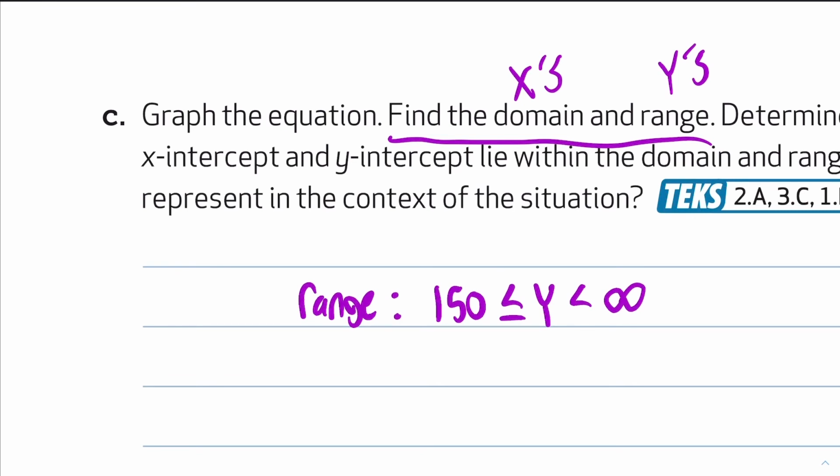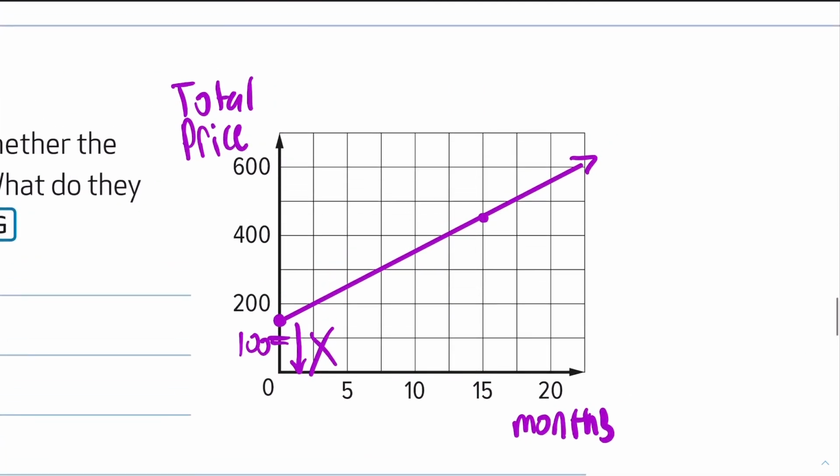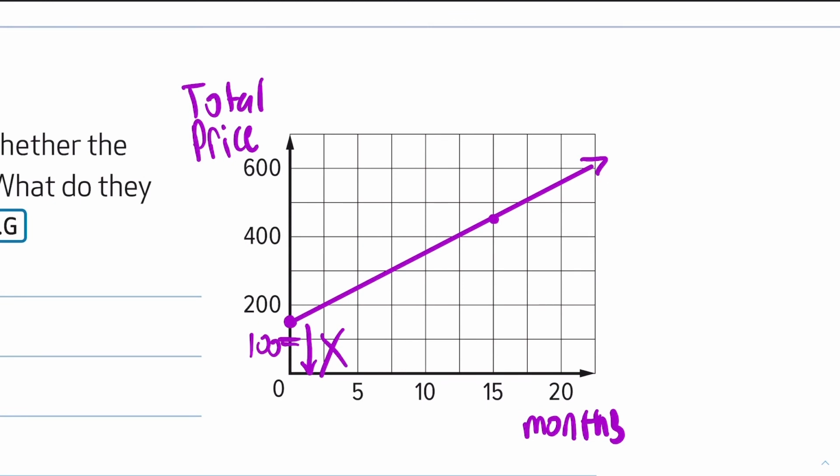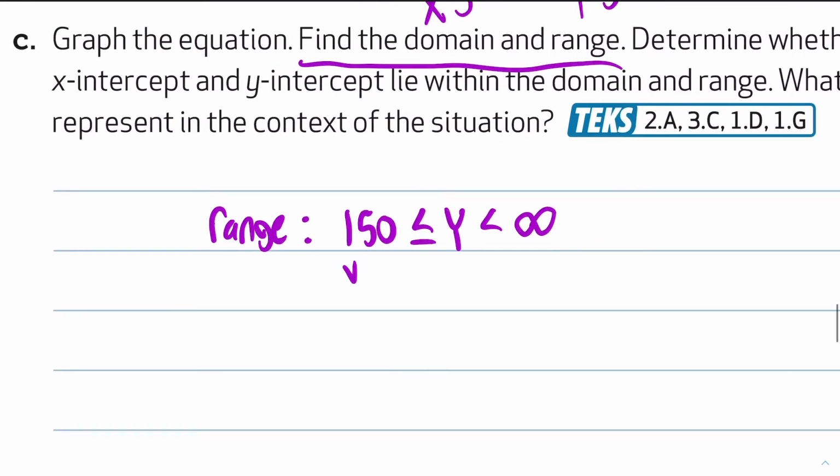We can write this a different way though. Because this line is going to keep on going forever and ever. It's going to keep on going up, and it's going to keep on going to the right. It's going to keep on going up forever. So what we can say is that y is greater than or equal to 150. Anything that's bigger than 150 is okay.